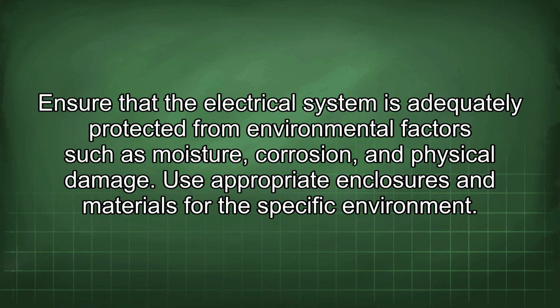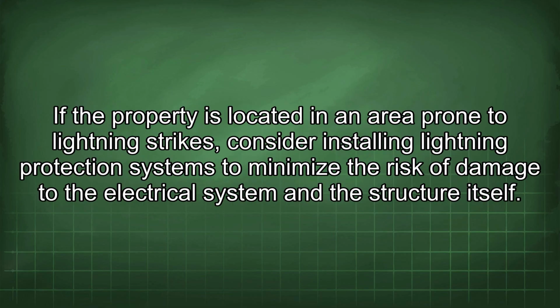Ensure that the electrical system is adequately protected from environmental factors such as moisture, corrosion, and physical damage. Use appropriate enclosures and materials for the specific environment. If the property is located in an area prone to lightning strikes, consider installing lightning protection systems to minimize the risk of damage to the electrical system and the structure itself.